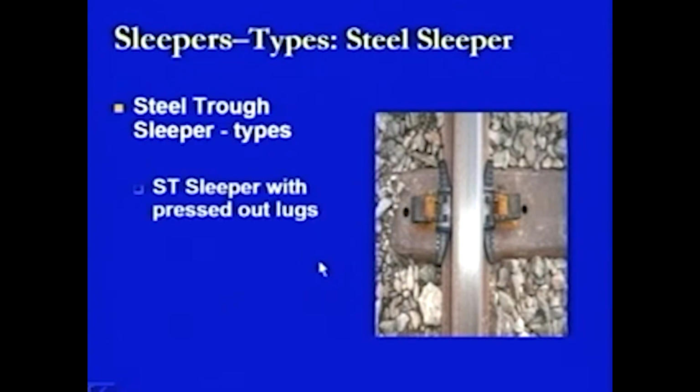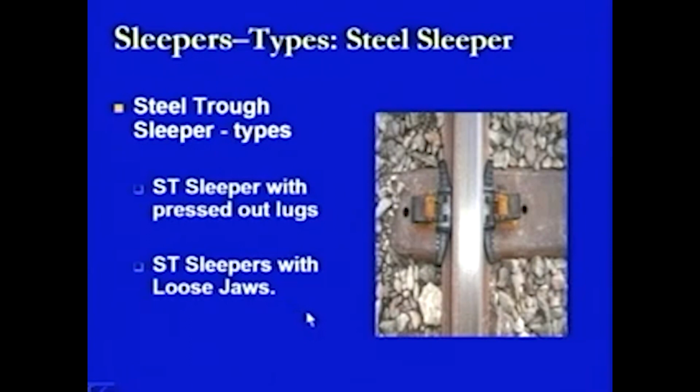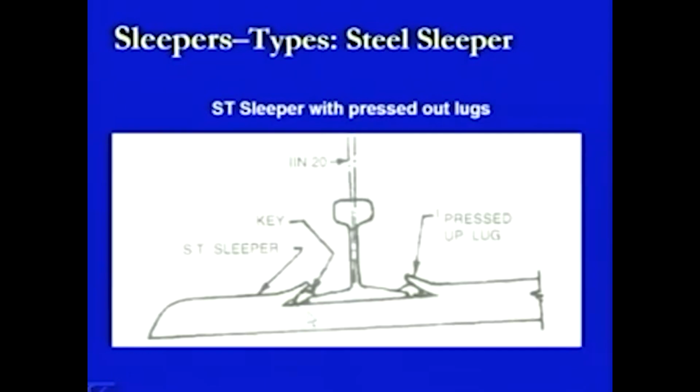So, we have two types of cases in this one. One is the steel trough sleepers with pressed out lugs, the other one is the steel trough sleepers with loose jaws. In the case of these two, we are looking at this one.